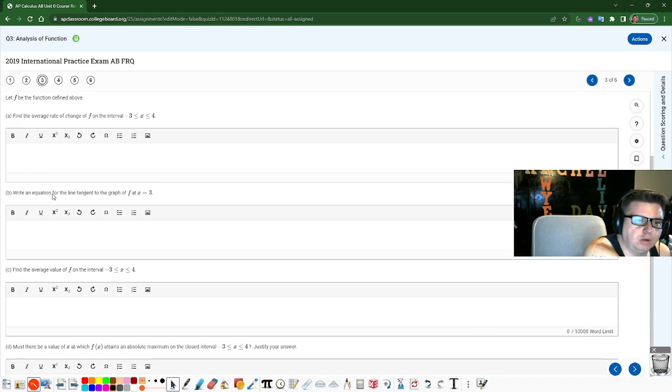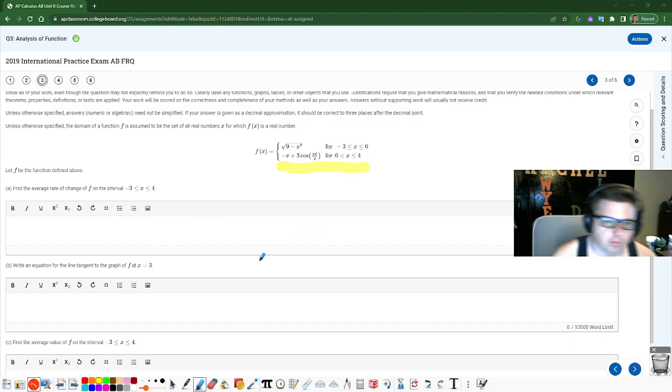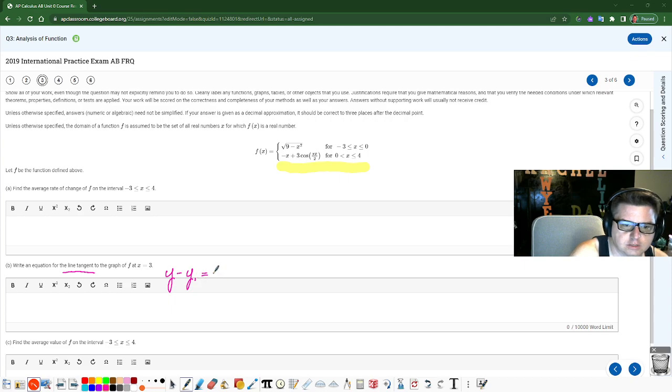Now it says write an equation for the line tangent of f at x equals 3. Ooh, so where does 3 come into play? Is it between -3 and 0 or 0 and 4? So that already starts to set up, as much as I'd love to use the top one for this, we have to use the bottom one because that's where 3 falls. And when we do the line of tangent, you need a point.